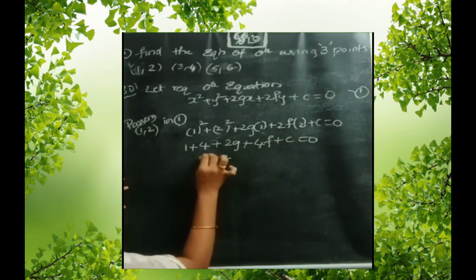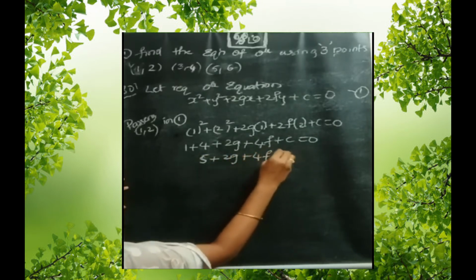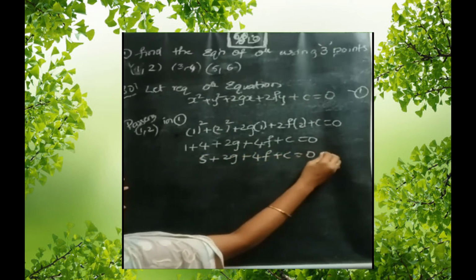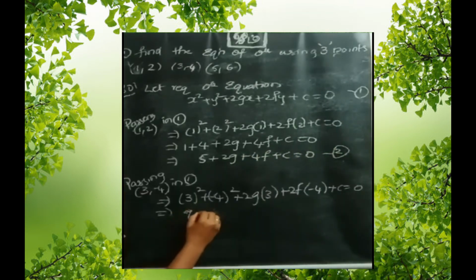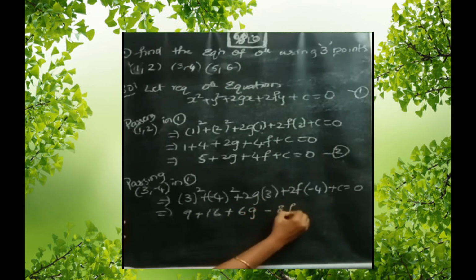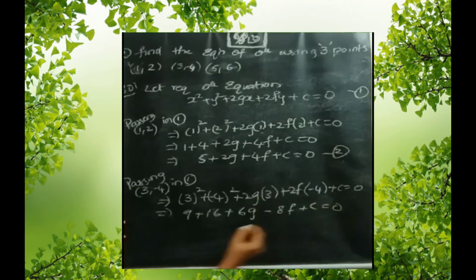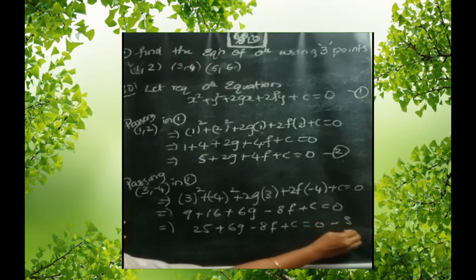5 plus 2g plus 4f plus c equals 0, which is our second equation. Likewise 9 plus 16 plus 6g minus 8f plus c equals 0, that equals 25 plus 6g minus 8f plus c equals 0, which is our third equation.